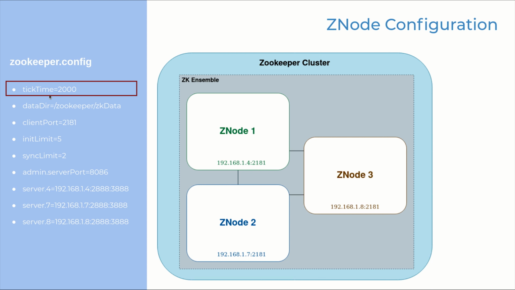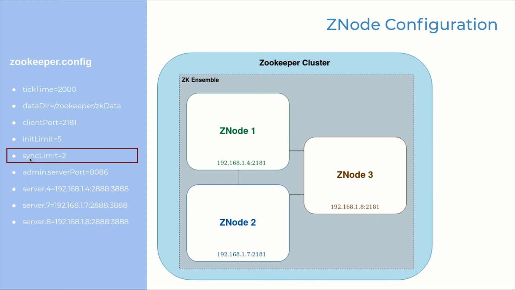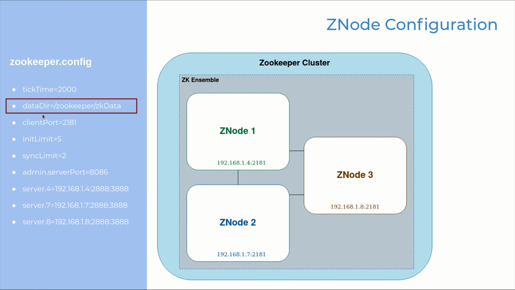So, a single tick will be equal to 2000 milliseconds according to this example. The sync limit specifies how far a follower can be idle from the leader in ticks. The init limit is a timeout in ticks to get connected to a particular leader when a leader election has happened. The data directory holds the Znode metadata, and this client port is a port which is exposed to Kafka and for CLI based executions.